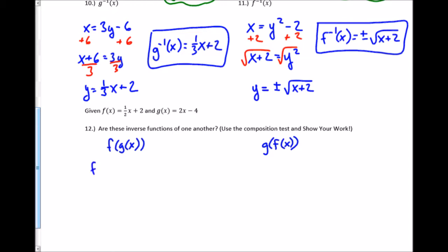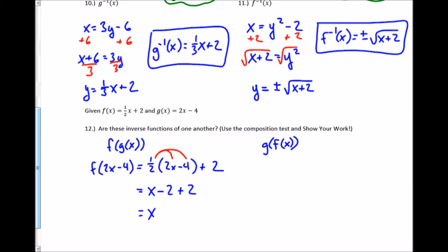So over here, when I plug an x into the g function, it gives me the 2x minus 4. And so now I'm plugging that value into my f function. So I plug the 2x minus 4 into my f function. And now I just simplify to see what I get. Here I distribute. That gives me an x minus 2. And then I combine like terms, so I'm left with just an x.